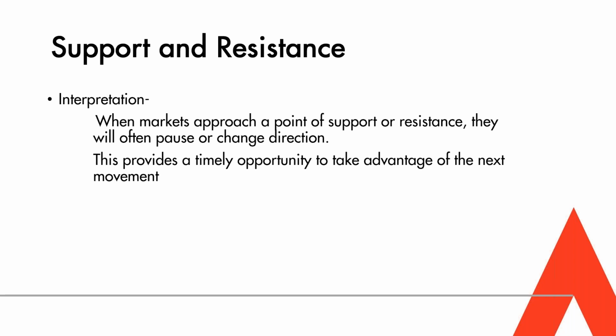So, interpretation of all this: when markets approach a point of support or resistance, they will often pause and change trend. This provides you with a timely opportunity to take advantage of the next movement. So it could be to buy at support, or it could be to simply sell and exit a position if it breaks through a key level of support.